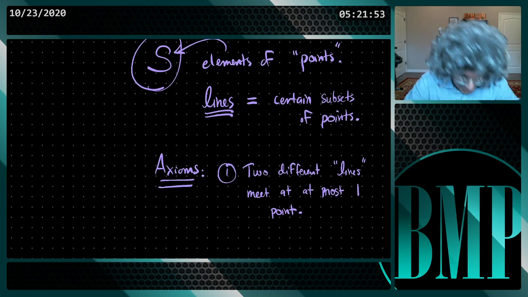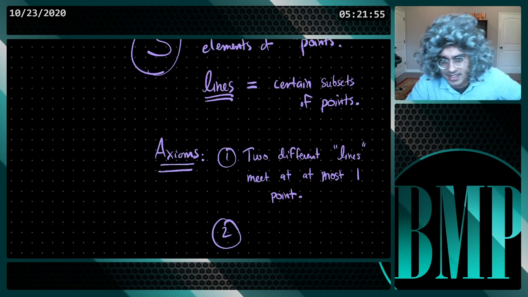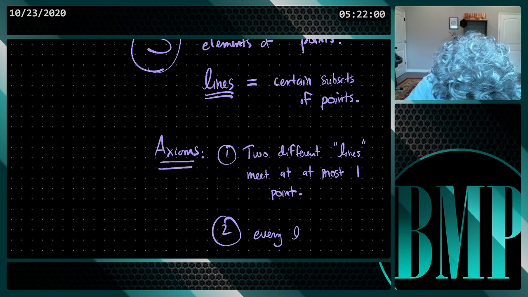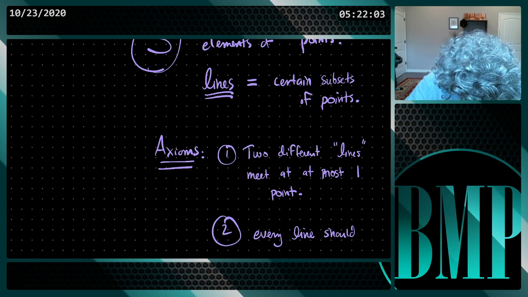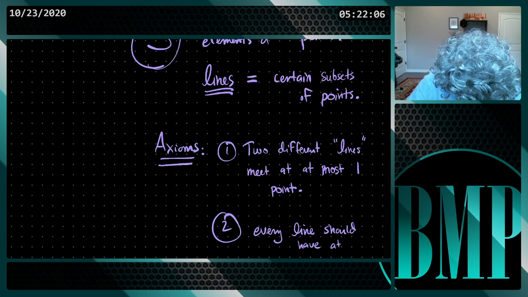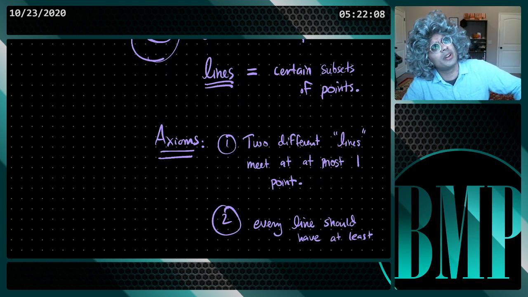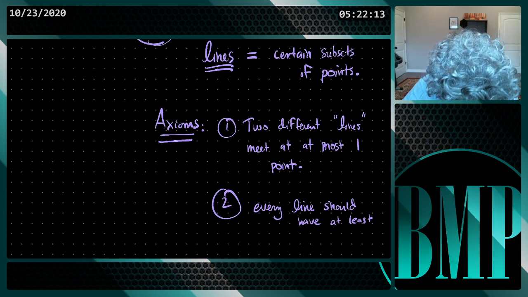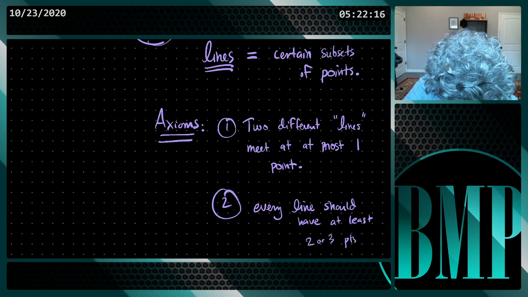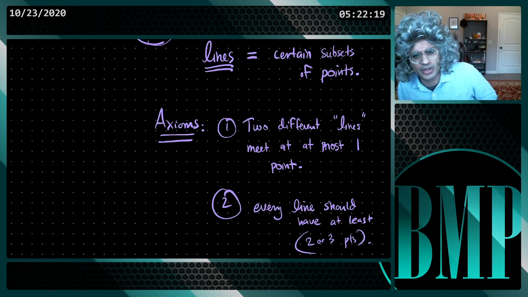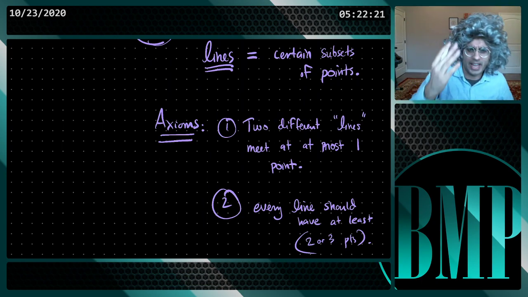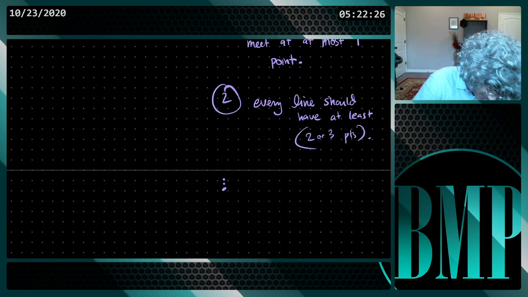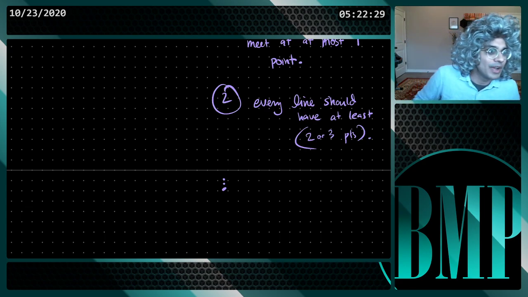There are other ones, some interesting ones, like every line has to have at least 3 points. Wait, is it 3 or 2? I forget the exact axiom. At least 2 or 3 points, something like that. 3 maybe? I don't know. Whatever. Etc. Okay?